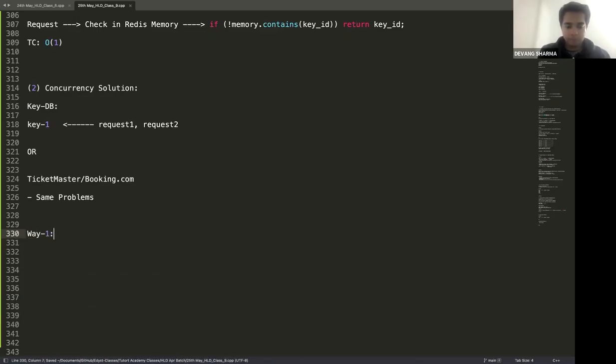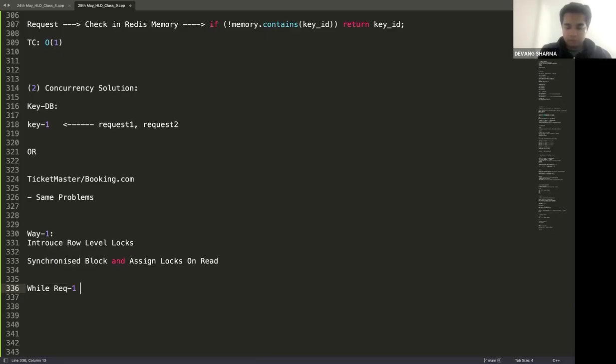One way is you introduce row level locks. Okay. What are row level locks? That is called a synchronized block, and you assign locks on read. While request one is given access to write, nobody else can write in it. Okay.